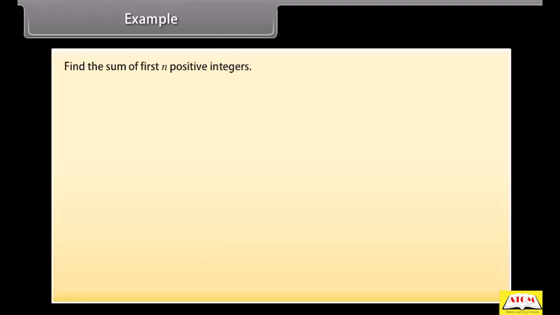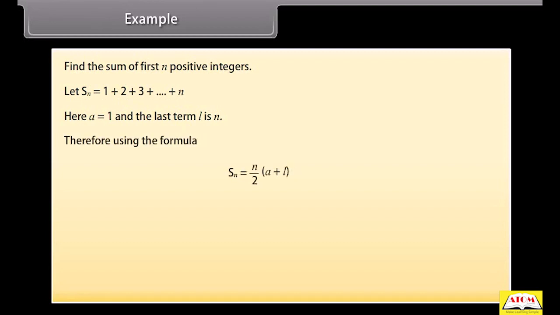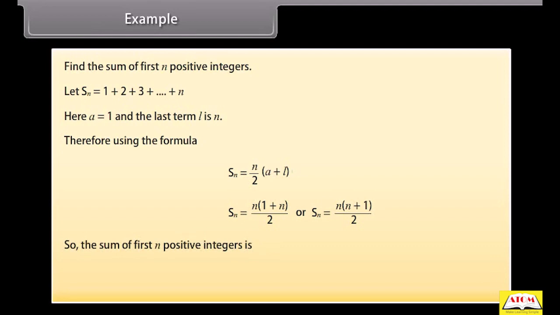Find the sum of the first n positive integers. Let Sn is equal to 1 plus 2 plus 3 plus so on plus n. We can see that here a is equal to 1 and the last term L is n. Therefore, using the formula Sn is equal to n upon 2 into a plus L, we get Sn is equal to n into 1 plus n whole upon 2, or Sn is equal to n into n plus 1 whole upon 2. So, the sum of the first n positive integers is Sn is equal to n into n plus 1 whole upon 2.